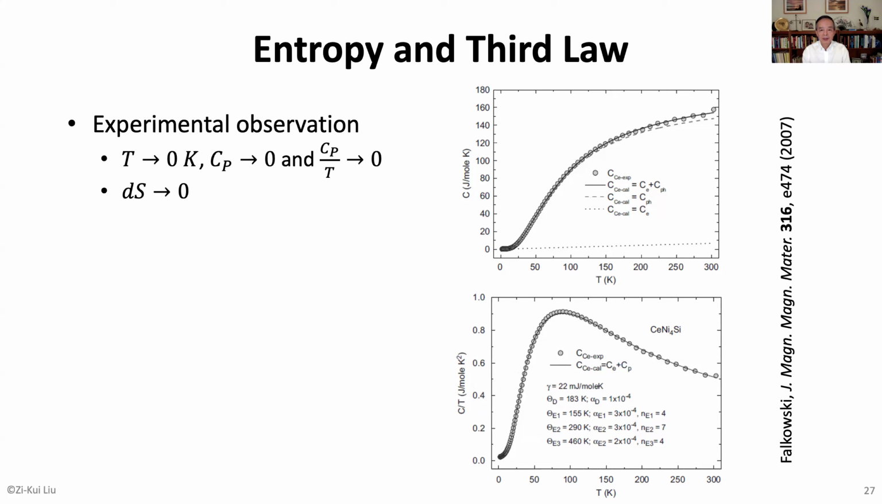So people developed the third law: when temperature equals 0 Kelvin, for a system, its entropy also equals 0. There are many discussions about whether the system is stable, metastable or even unstable at 0 Kelvin, and whether entropy equals 0 or not. But the fact is that for any measurement we do, when temperature goes to 0, heat capacity and Cp over T go to 0. That means the entropy of any system at 0 Kelvin should equal 0.